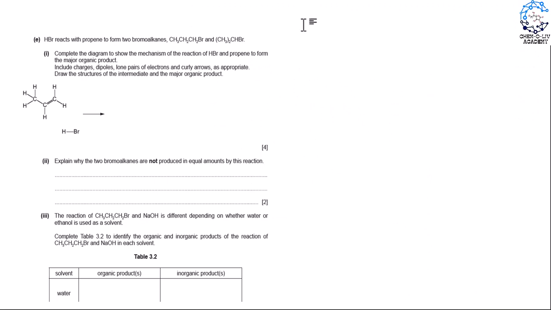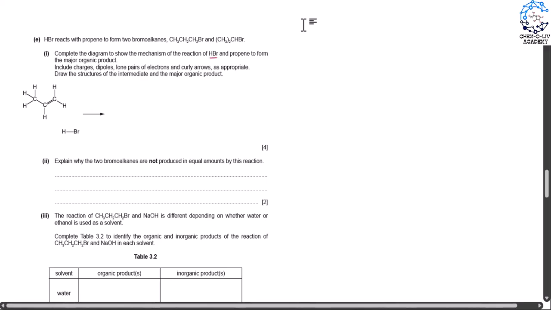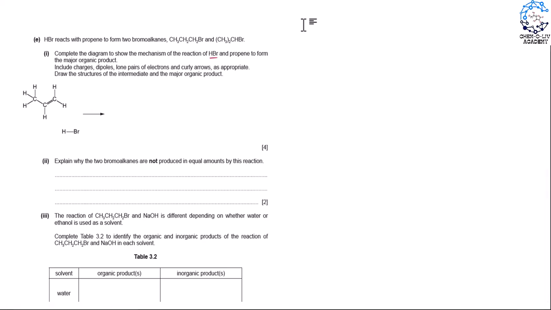Okay, here's a problem. This question says HBr reacts with propene to form two bromoalkanes. Complete the diagram to show the mechanism of HBr and propene to form the major product. Include charges, dipoles, ion pairs, electrons, and curly arrows as appropriate. So here your double bond is the electron source. The majority of the electrons is over here.